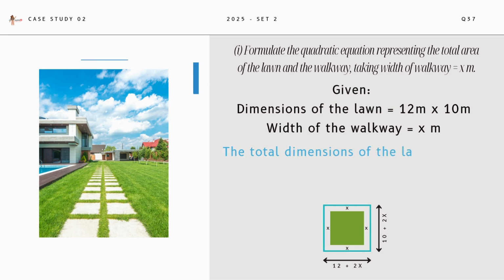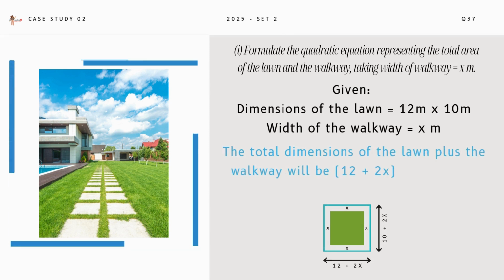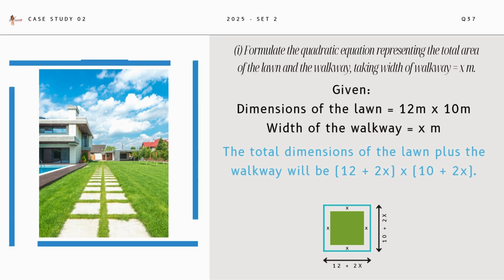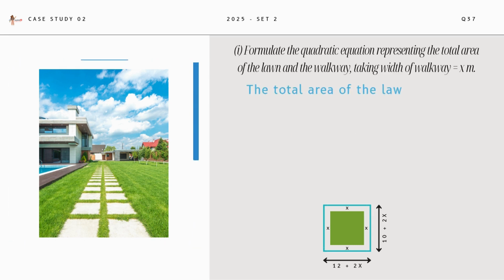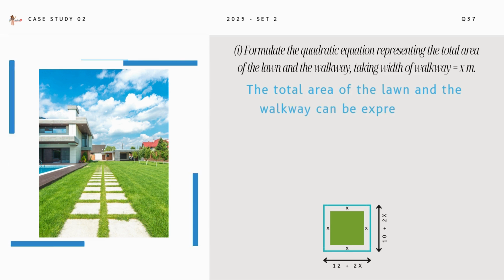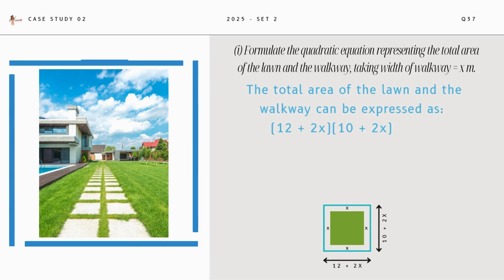Total dimensions of the lawn plus the walkway will be 12 plus 2x times 10 plus 2x. Total area of the lawn and walkway can be expressed as (12 plus 2x) times (10 plus 2x) equal to 360.